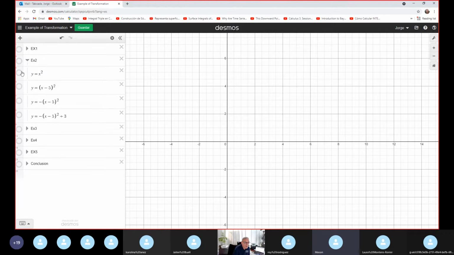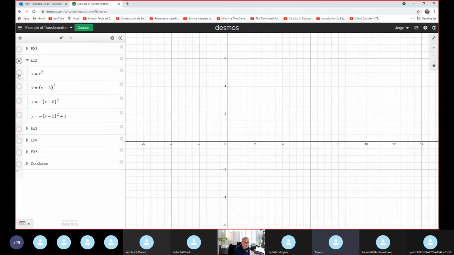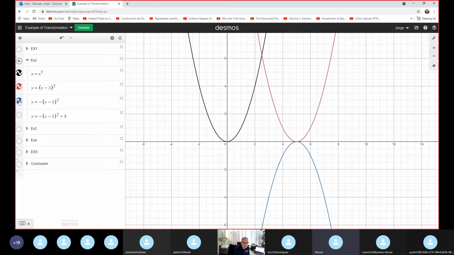The original function is this one. Okay. Espera, let me activate one by one so you see the transformation. This is the basic function. It's a regular parabola. However, the first transformation was x minus 5 that represents horizontal shift 5 units to the right, bang. After that, reflection about the x-axis. And finally, vertical shift 3 units up.